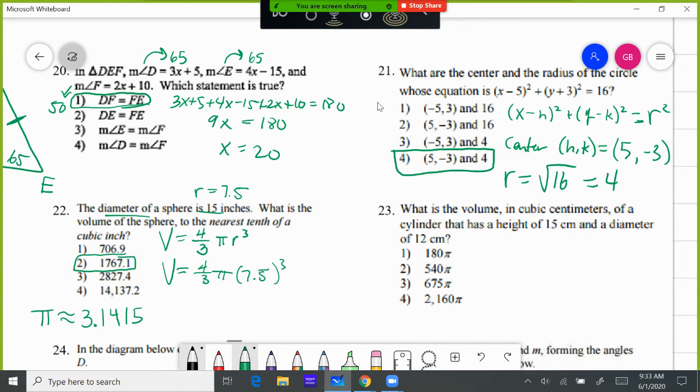For the volume, it's 4/3 pi r cubed. All right, cool. So volume.